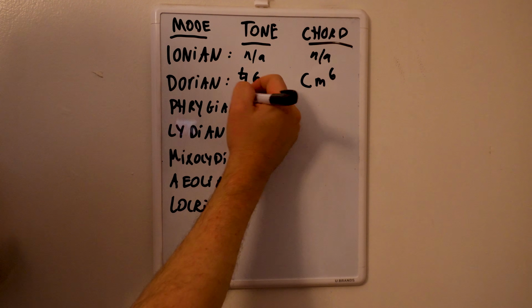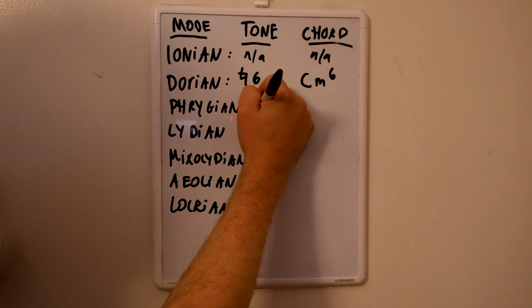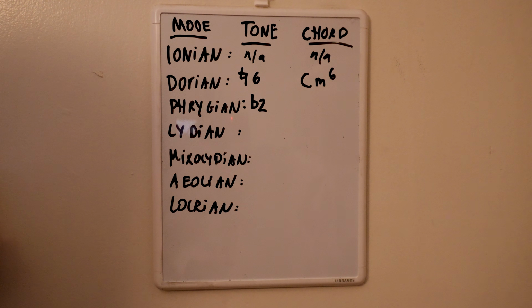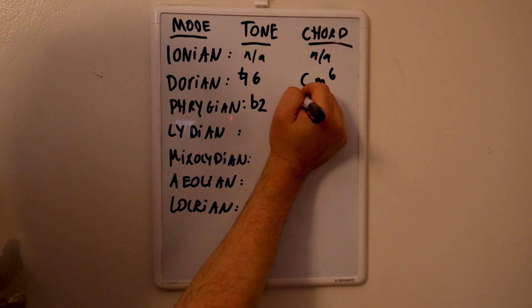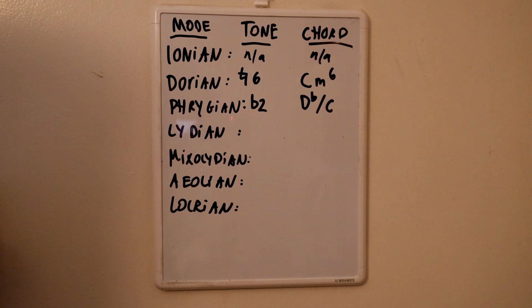Phrygian, the tone that's distinctive is flat 2. And the chord that generates that sound would be a major triad, a half step up from the root. So we're going to call that D flat over C. It's a minor scale with a flat 2. It's the third mode of A flat major, so it has a D flat right here.